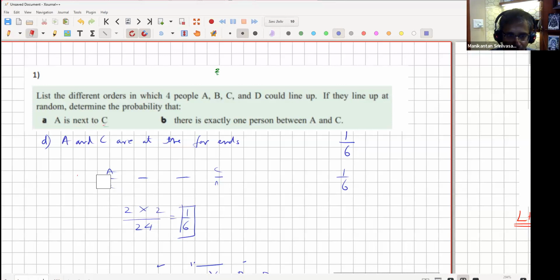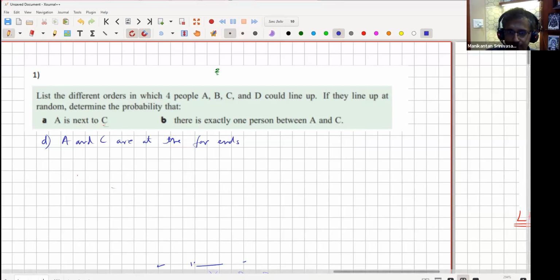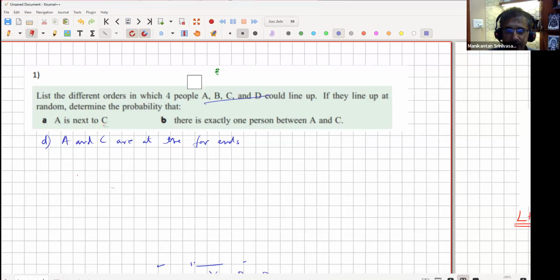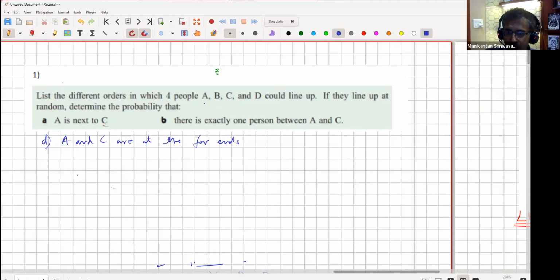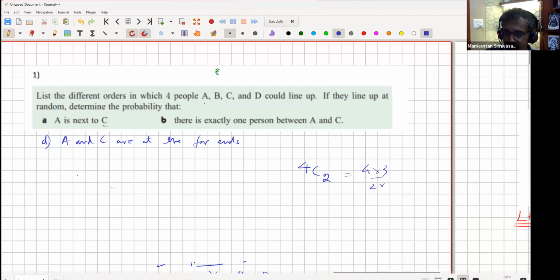So one way I was thinking of this was, see, A, B, C, and D are there, right? So they are no more special than B or D. They're also in the same group, A, B, C, D. Now, only 2 people get to sit at the far ends, right? In how many ways can I choose 2 out of 4? It's 4 choose 2, right? 4 into 3 by 2 into 1. So there are 6 ways in which I can choose a pair out of 4.